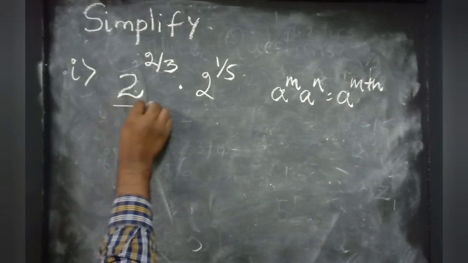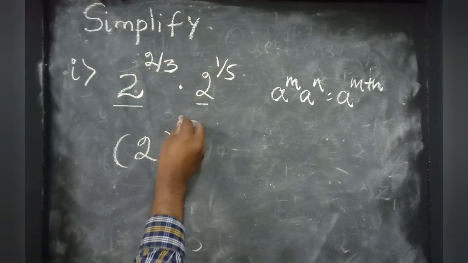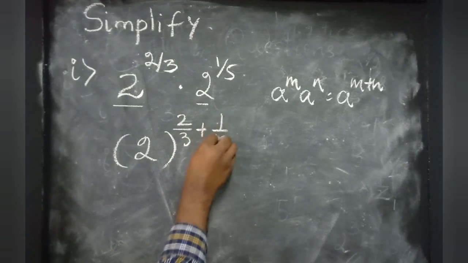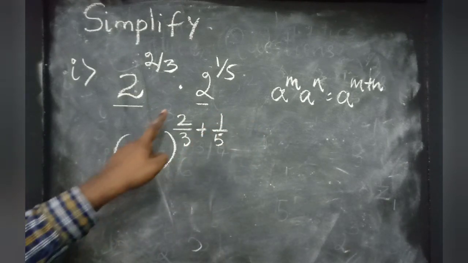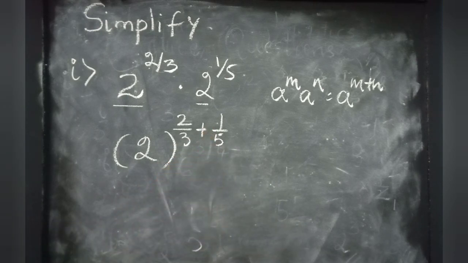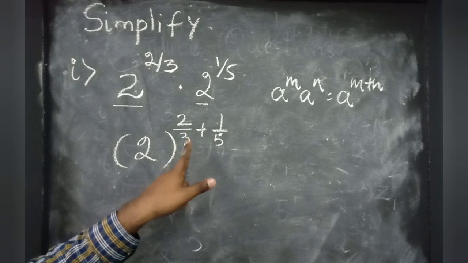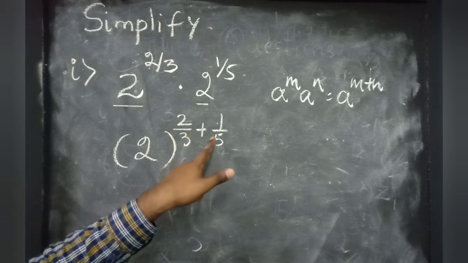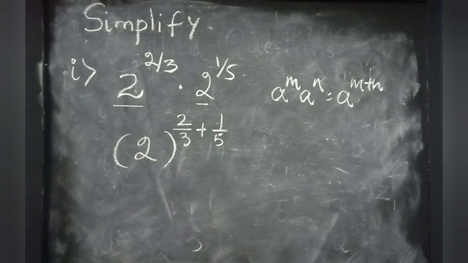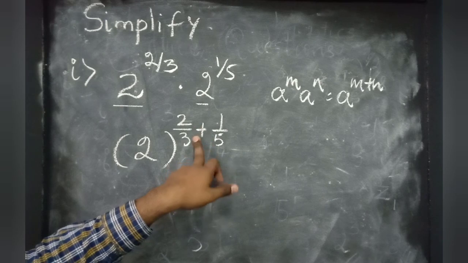Therefore, what can I do? 2 to the power, add the powers: 2 divided by 3 plus 1 divided by 5. Now I should simplify this. This is the addition of fractions. Take the LCM of 3 and 5, then simplify.